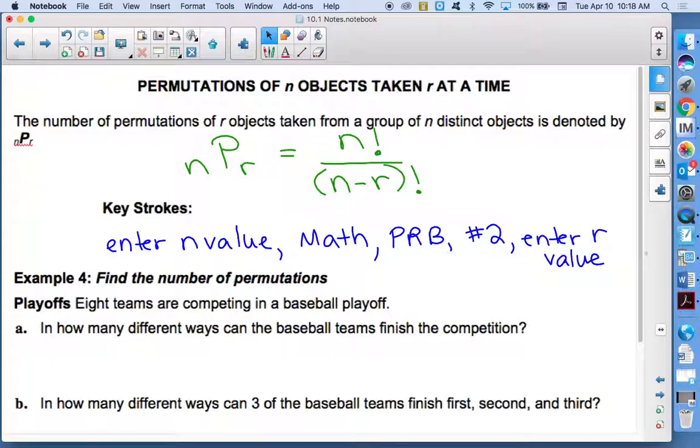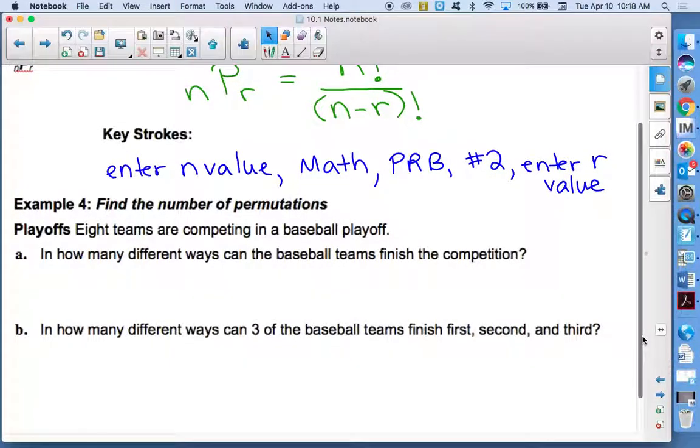So if you look underneath, it wants us to find the number of permutations. In this first one, playoffs for baseball, there are 8 teams that are competing in the playoff or the tournament, the competition, whatever you want to call it. How many different ways can the baseball teams finish the competition? So all 8 teams have to finish in some place. Somebody has to be the winner, somebody has to be the loser. How could we figure out the number of ways that all 8 of those teams could finish from first through 8th place?